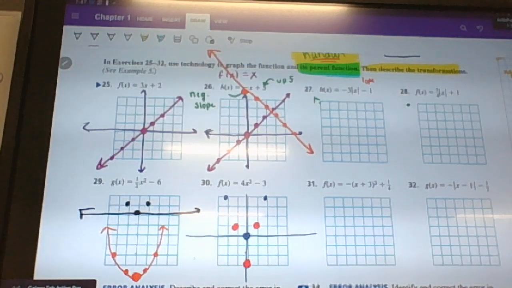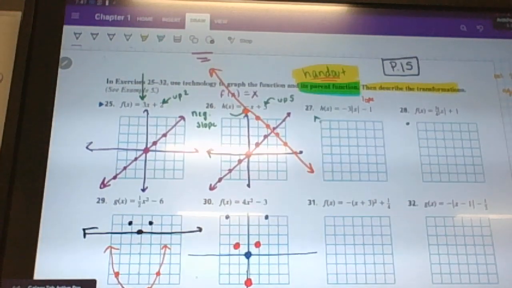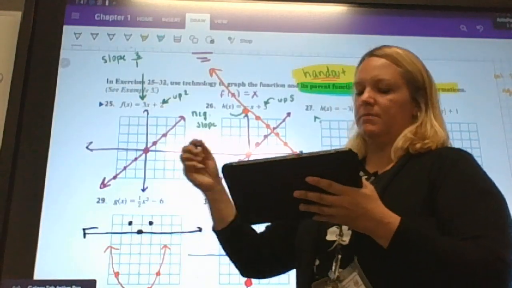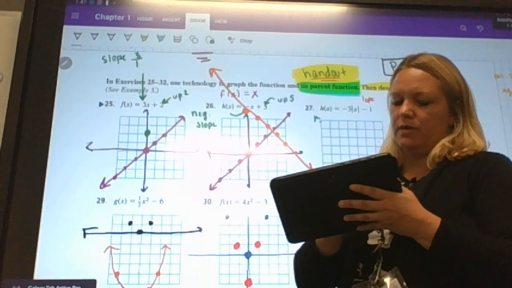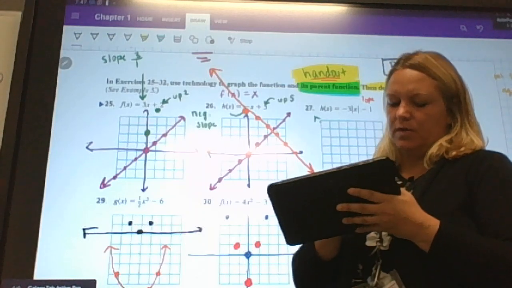Alright, on 25 we have a linear equation going right through the center. I need to shift it up 2, and I need to change the slope. The slope will be stretchier. The slope will be up 3 over 1. So I'm going to start with my dot at 2, and I'm going to stretch up 1, 2, 3 over 1. I'll go the other way, 1, 2, 3 over 1.